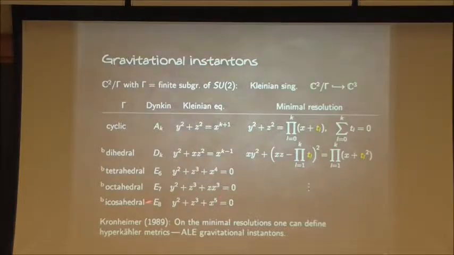And Kronheimer famously showed in 1989 that on these minimal resolutions, one can define hyperkähler metrics. And those are the asymptotically locally Euclidean gravitational instantons. Now, Kronheimer used the hyperkähler quotient construction, which again comes from some physics ideas, and it's beautiful. It gives you a really nice conceptual understanding of these issues. It has one problem: you cannot use it to write down explicit formulas for the metric.